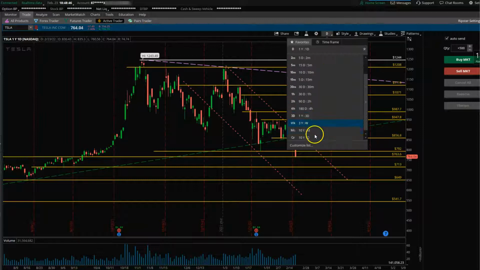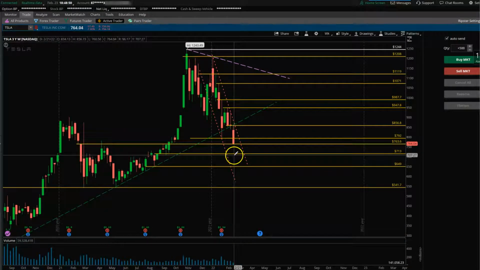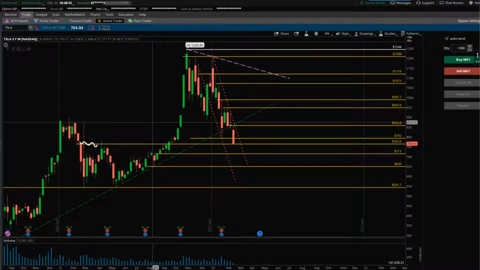Let's go into a weekly time frame. Yeah, I mean it can give some bounce here because this area was resistance and now we're back at 763. After hours we're at 756, so who knows where we open, but below this we have 713 as the major support.